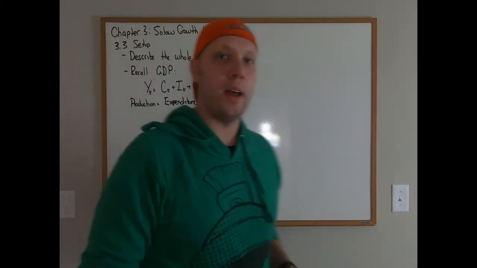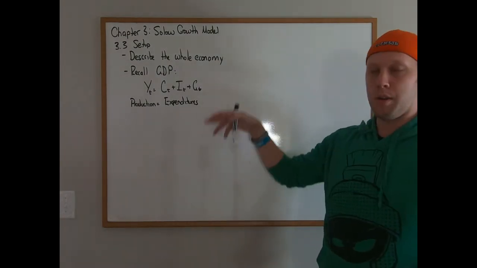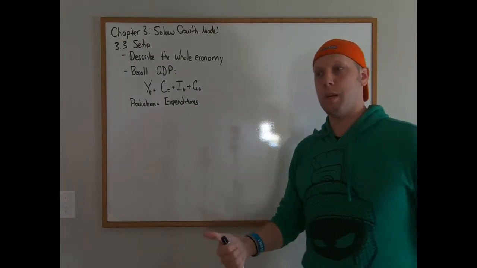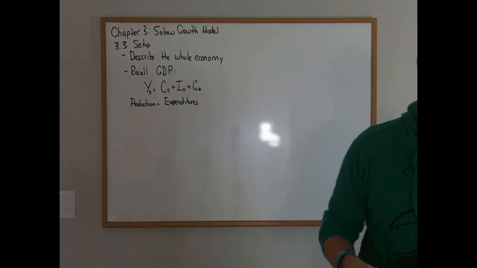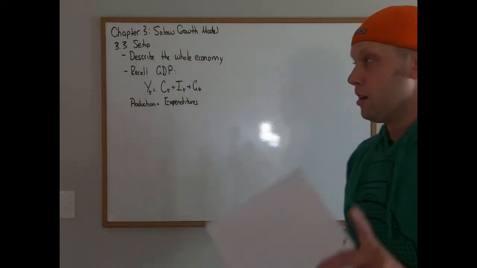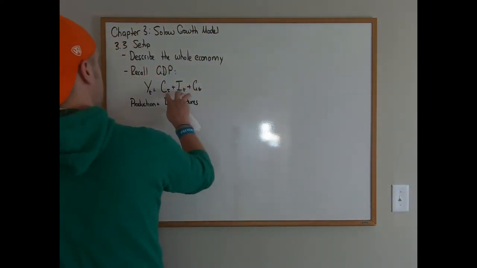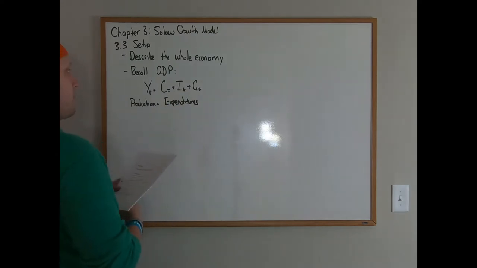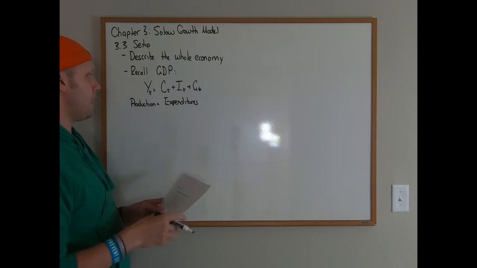When we produce Y, we can split Y up according to this equation right here three different ways. We can split it up by either consuming, investing, or allowing the government to tax all of our money away and then spend it as they see fit. Maybe not all of our money, but you get the gist. So, if we've got all of these things, we can describe every sector of the economy at the aggregate level just by looking at this equation right here.